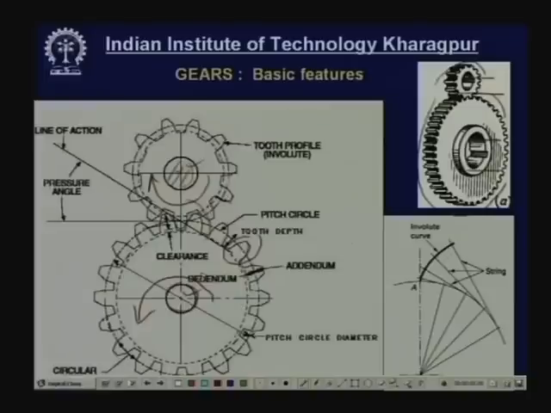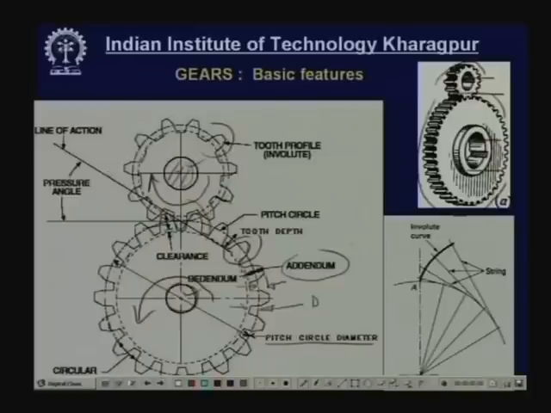Through the working action, contact between the teeth will be mostly in the rolling mode, which will give lesser friction and longer life. Now, what are the major features? This is called pitch circle, passing through the contact point, and this is the pitch circle diameter, which is a measure. Then these are called tooth profile. This is, say, addendum. What is addendum? Addendum is the distance between the pitch circle and the outer circle, or the upper half of the tooth. Dedendum will be the lower portion. This portion will be called dedendum.